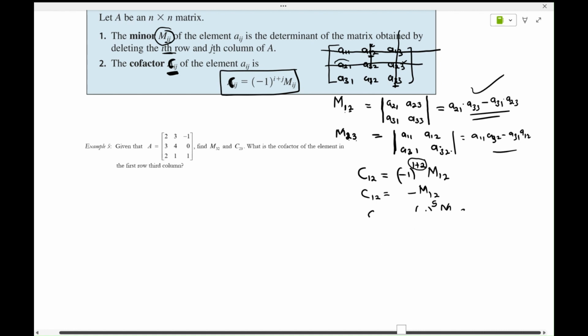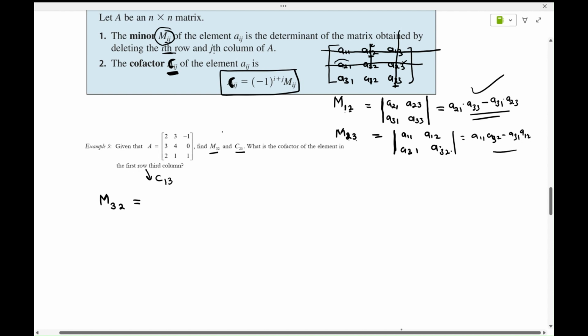Now look at example 5. Example 5 has a matrix. We want to find M32 and C23, and we also ask: what is the cofactor of the element in the first row, third column? That is like saying you want to find C13, because it's in the first row, third column. So now let's start with M32.